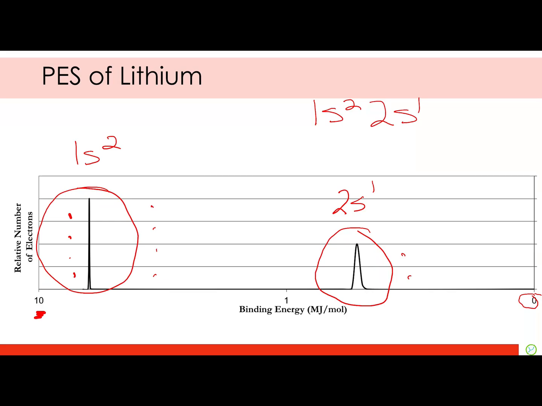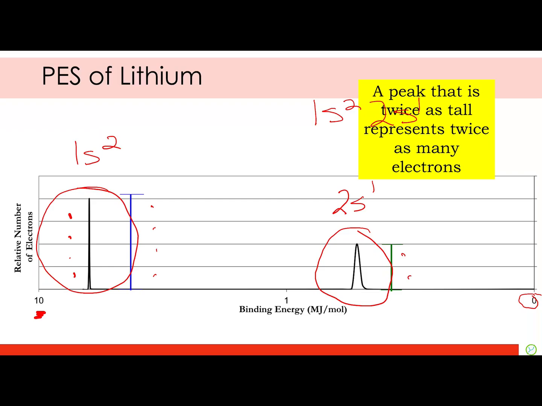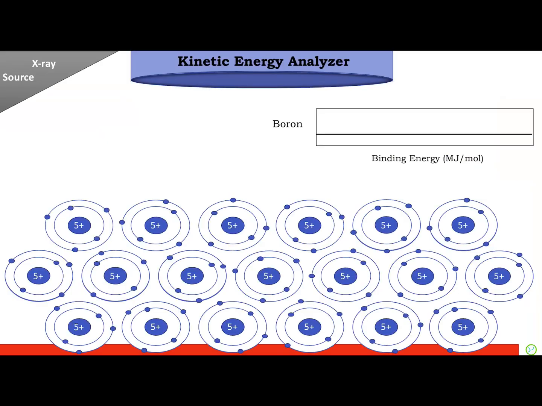And so we can look at a photoelectron spectrograph, and not be told what the element is, and kind of be able to figure it out by looking at the relative height of the peaks compared to each other, and looking at where they are on the energy profile. So there's 2 peaks, right? A peak that is twice as tall is going to represent twice as many electrons. So here we are, okay?